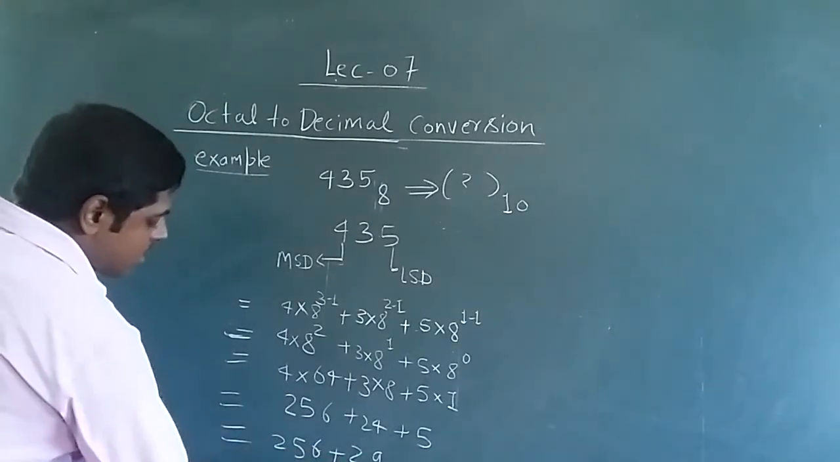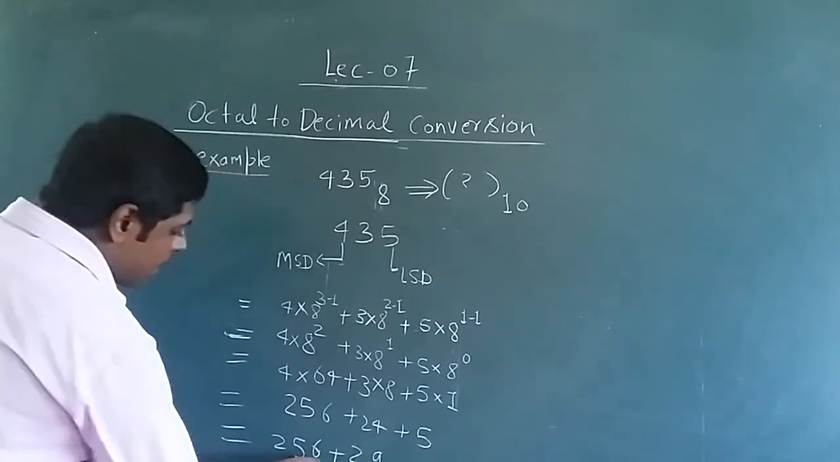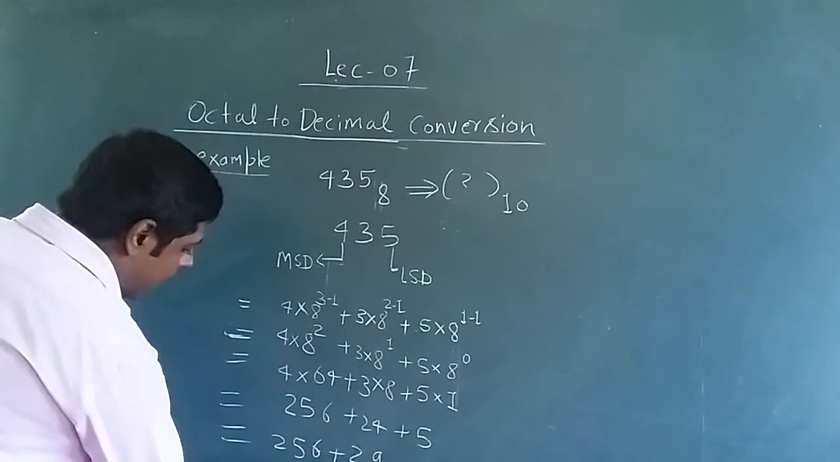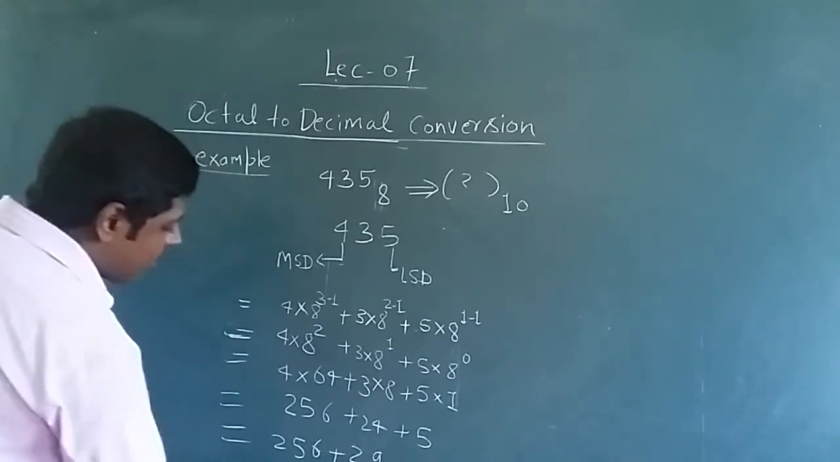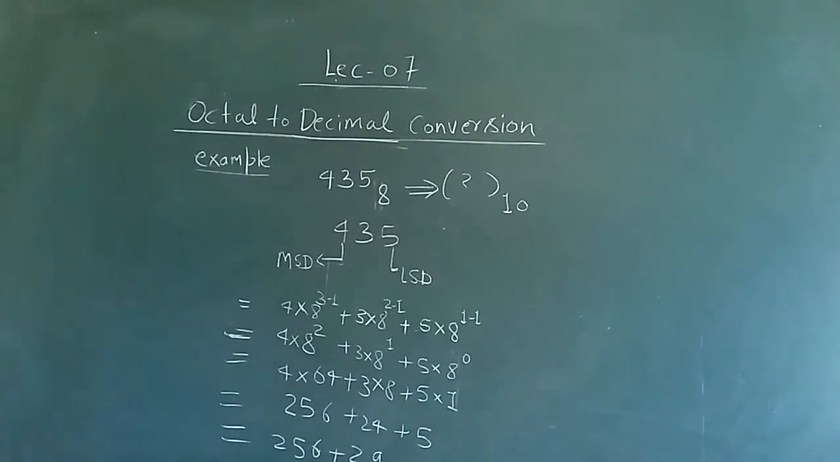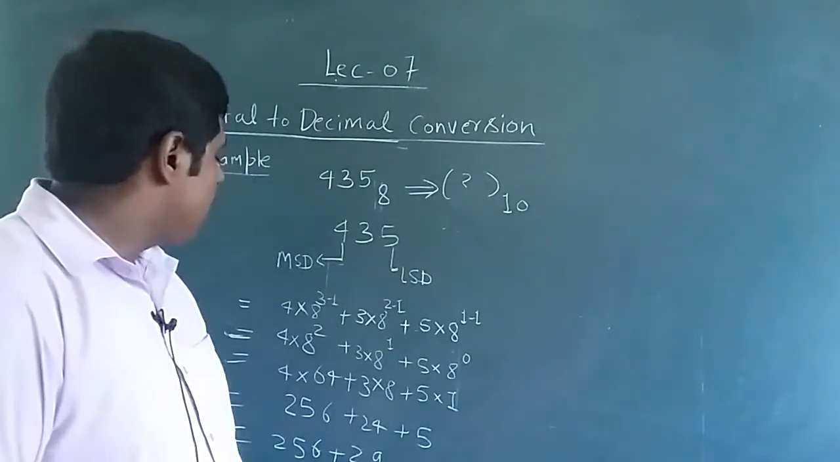Now add these two numbers. So 6 plus 9, 15, and we will carry 1. 5 plus 2, 7, plus 1, 8, and this is 2. So what have we got? We have got finally 285. That is in decimal.